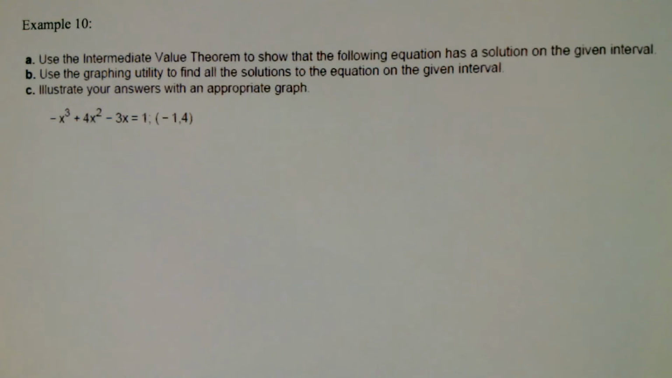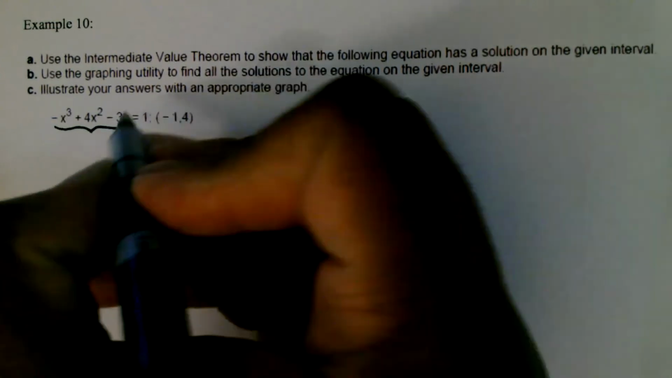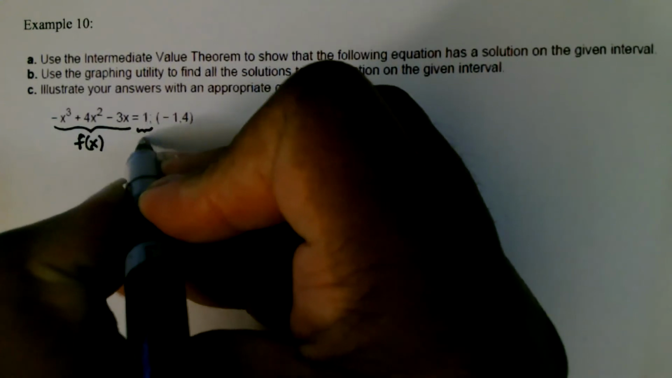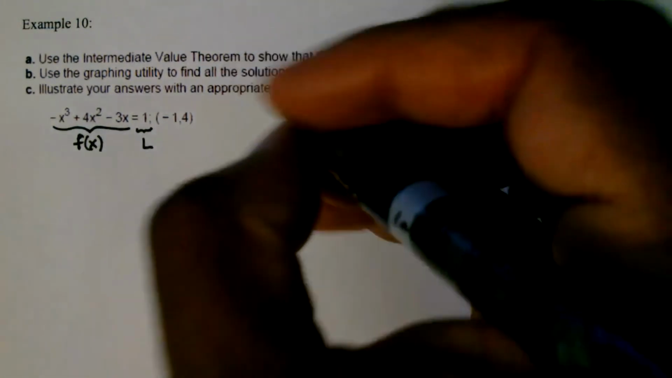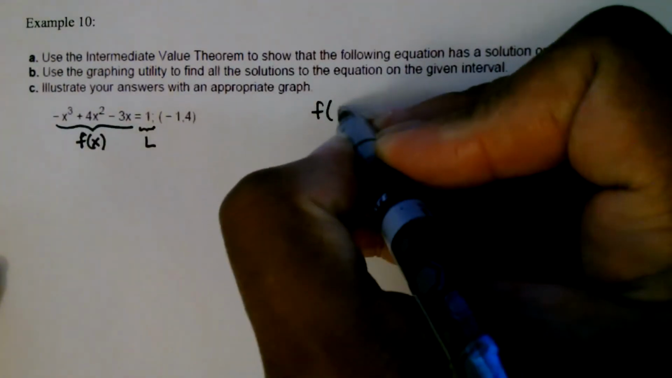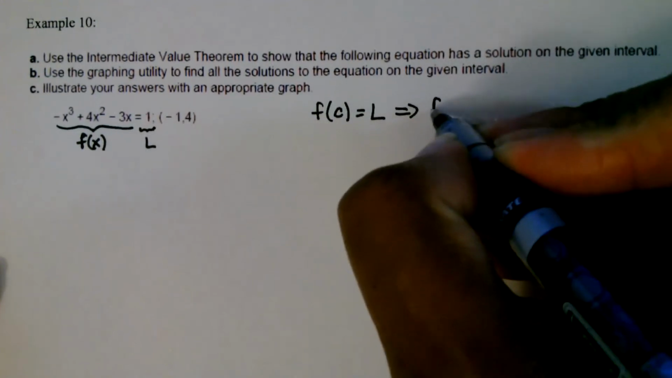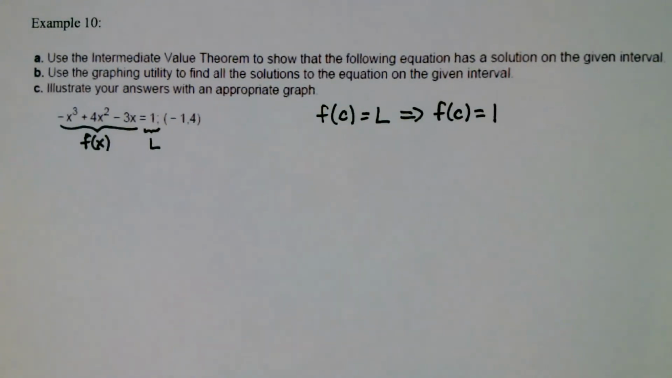Now, in this case here, I'm going to identify the part that's on the left as f of x. And that 1 is, of course, what L is. And here I'm going to be finding a value of C so that f of C is equal to L, or f of C has to be equal to 1, because L in this case is going to be equal to 1.